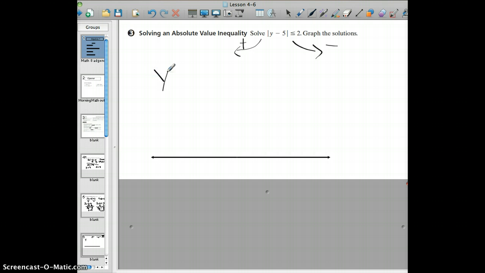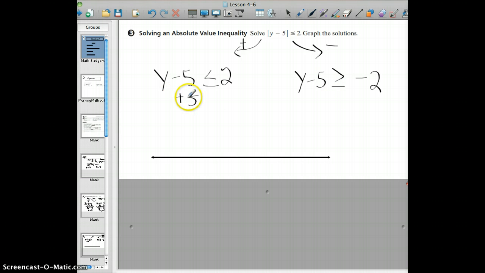So we have y minus 5 is less than or equal to 2. That's the positive root there. Then we have y minus 5 is greater than or equal to negative 2. Remember, just like when we're dividing both sides by a negative or multiplying by a negative, we have to flip our inequality sign, and we're left with a negative 2. Okay? Now we can go ahead and solve the inequalities.